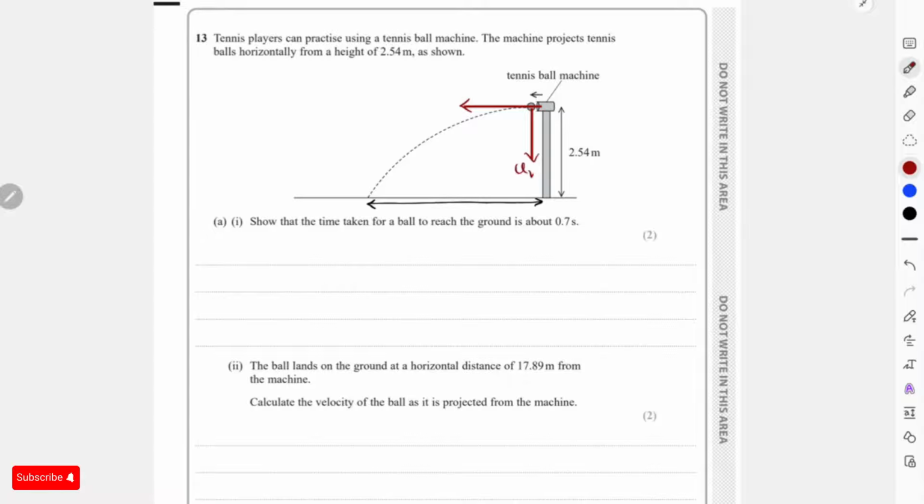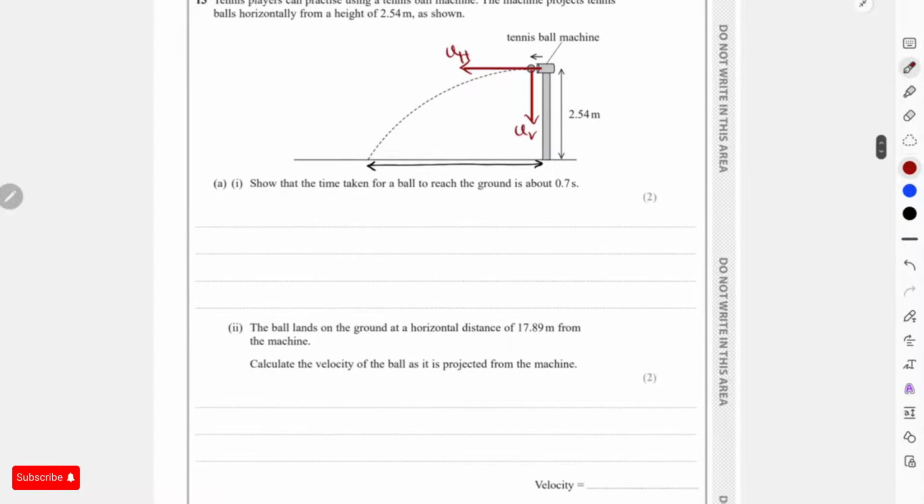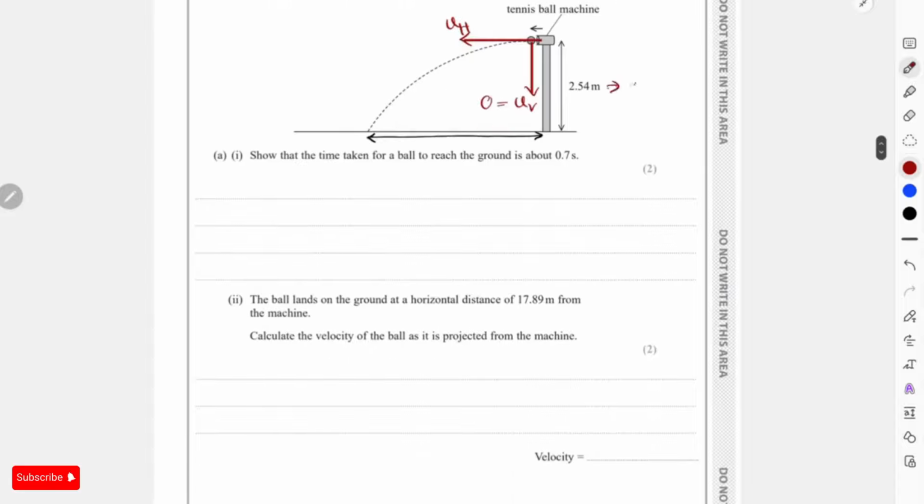Right, if this is u, v and u horizontal, we do not have the value for u horizontal, but we already know this will be 0. Now again, this is actually the vertical distance, right? Sorry, SV, this is vertical distance, and A is already known, it's going to be minus 9.81. Oh, sorry, it's just going to be 9.81 because this is a single motion.